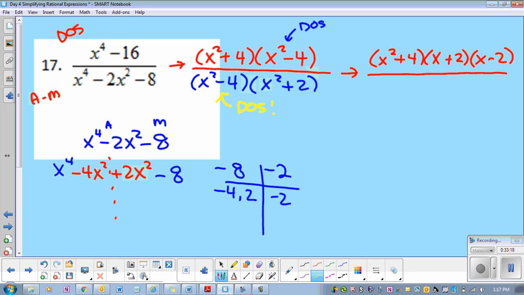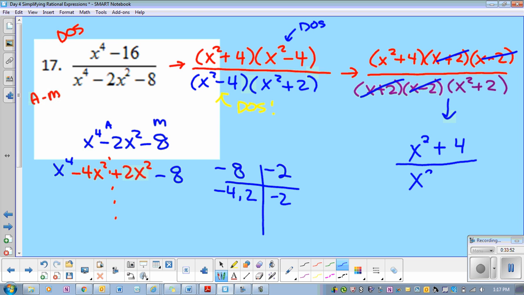Alright? You can cross out all the 2's now. So what can I cross out? The x plus 2 and the x minus 2. That's your answer: x squared plus 4 over x squared plus 2.